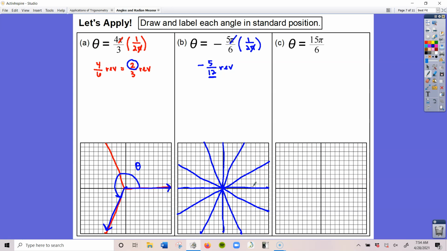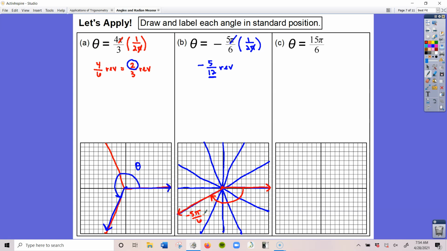See, if I'm starting here, 1, 2, 3, 4, 5, 6, 7, 8, 9, 10, 11, 12. So we have our 12 parts. Now we're ready to draw our angle. So again, our angle has to start in the standard position. It is a negative angle, so I'm going to open first going down. And I'm going to go to the 5th line. So here's 1, 2, 3, 4, and 5. So this is my angle, negative 5 pi over 6.